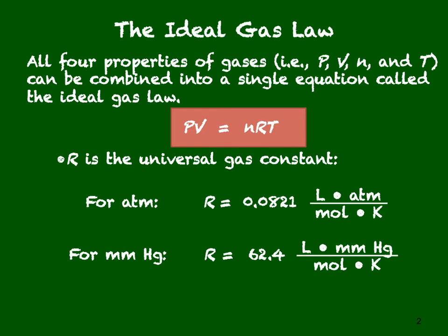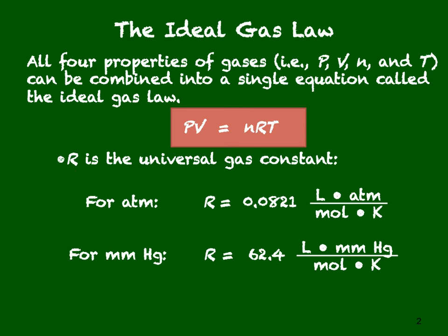The ideal gas law is going to relate all four properties of gases: pressure, volume, number of moles, and temperature into a single equation. This is PV equals nRT, or the perv-nerd equation, because it looks like the word perv-nerd. Now, R. What is R? R is the universal gas constant.